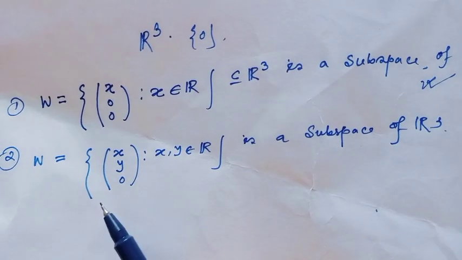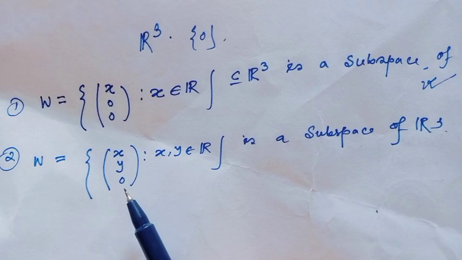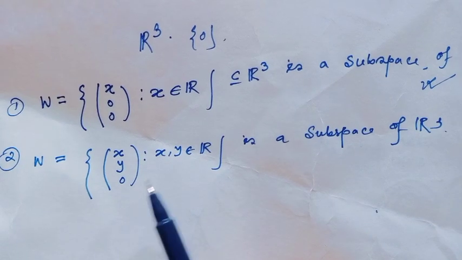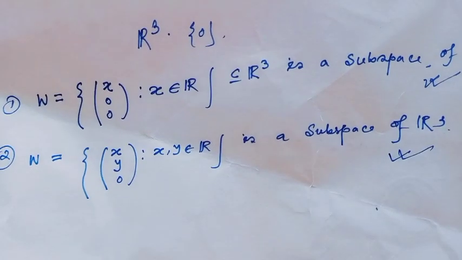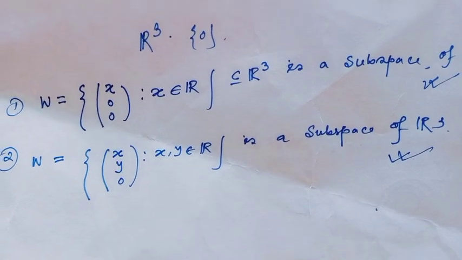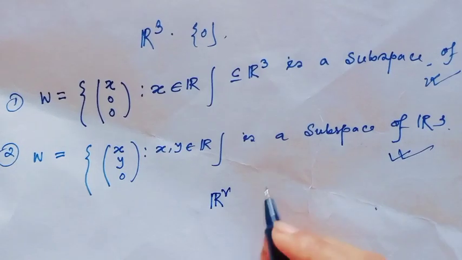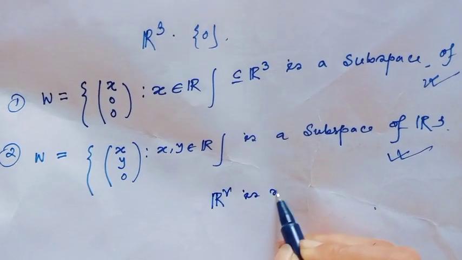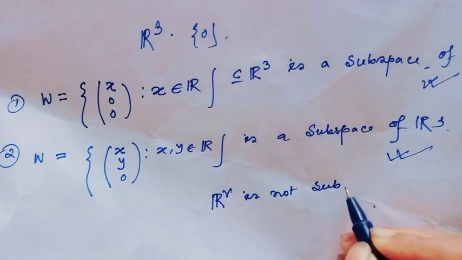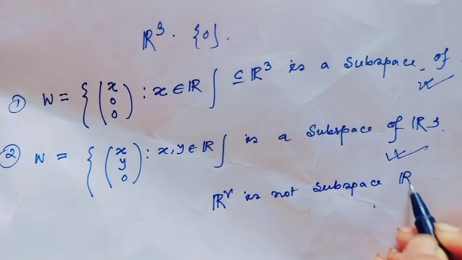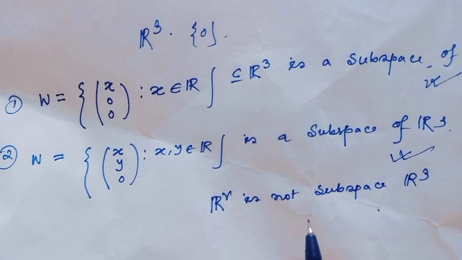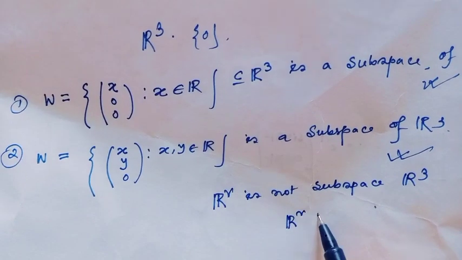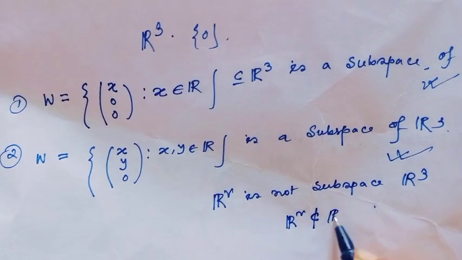And next, the set W equal to the set containing the elements (x, y, 0) such that x, y belong to R. This type of set is also a subspace of R3. But if we consider R2, then R2 is not a subspace of R3. Why not? Because R3 contains 3 components, but R2 contains 2 components. So R2 is not a subset of R3.